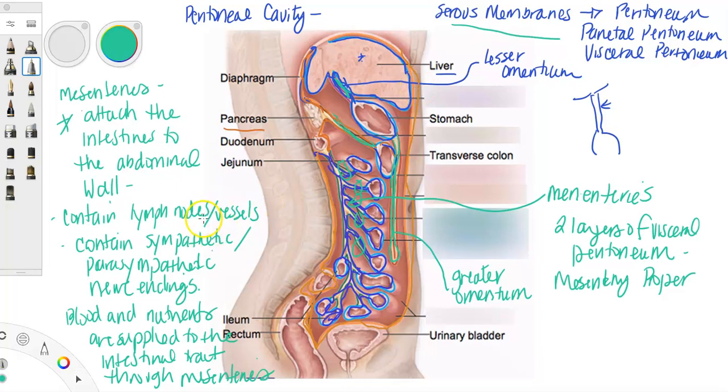All right, so that's about it for that. Next, we'll talk about the oral cavity.